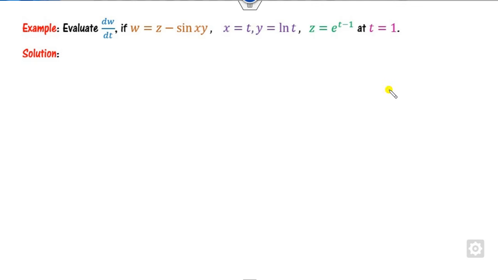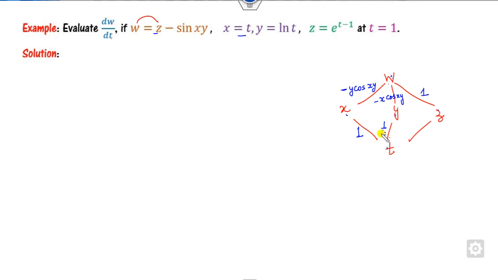Now you have to find this again, so you have to start with w with respect to t. So w is dependent upon x, y and z. So x, y and z, and x of the here. Now what is w with respect to x? So you can see z is 0, this is my minus y cos xy. What is w with respect to y? It is my minus x cos xy. W with respect to z is my 1. X with respect to t, you can see, is 1. Y with respect to t is nothing but my 1 by t. This is e raised to power t minus 1.